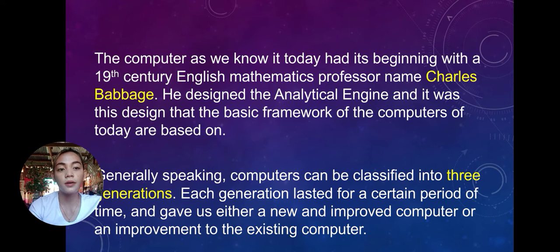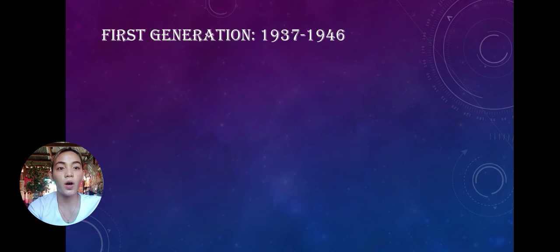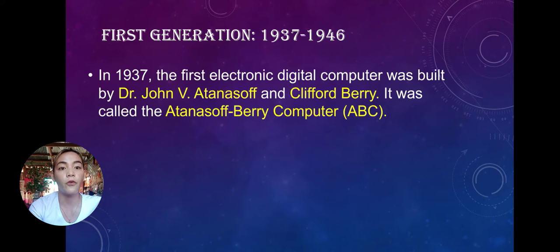So each generation lasted for a certain period of time and gave us either a new and improved computer or an improvement to the existing computer. So now let's tackle the 3 generations, from the first generation up until present. So first is the first generation. So it was on 1937 to 1946.